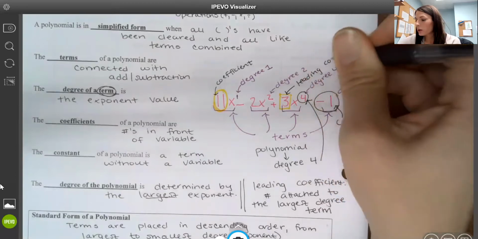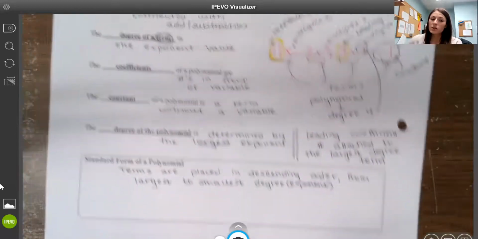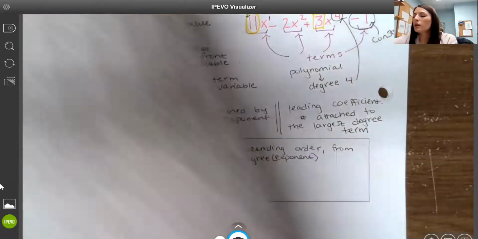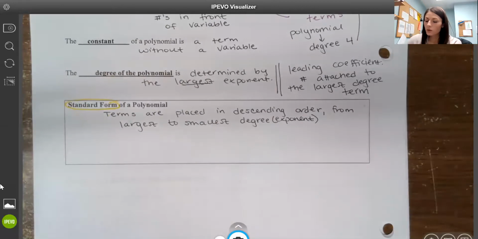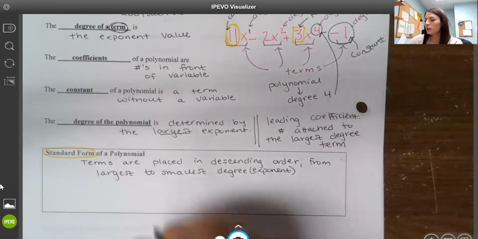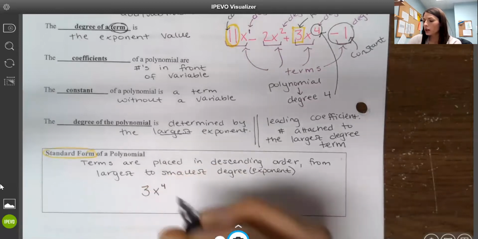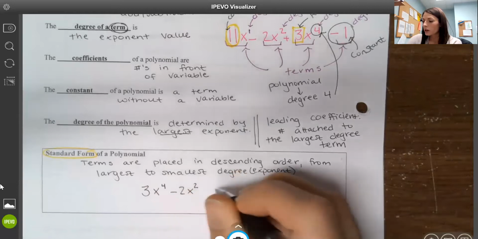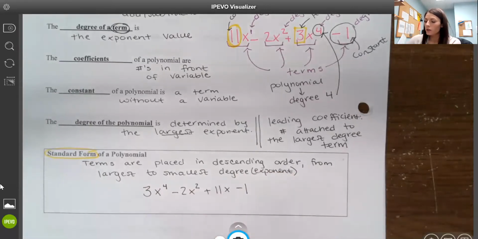Now, we are going to get in the habit of writing our polynomials in what's called standard form. So standard form of a polynomial means that when I write that polynomial, it's going in order from largest degree to smallest degree. So if I were to take my example that I wrote up above and rewrite it in standard form, I would have 3x to the fourth as my largest degree, followed by -2x squared, followed by 11x, followed by my constant term. And now this is in order from largest degree to smallest degree.